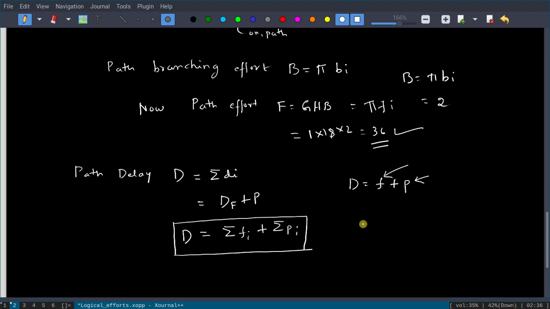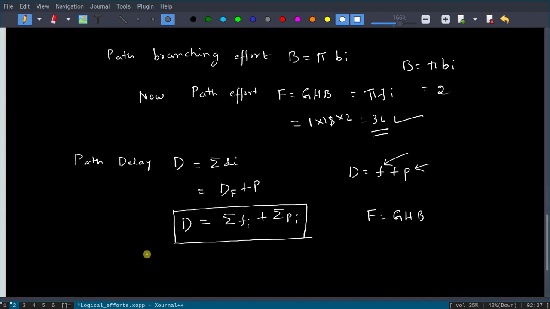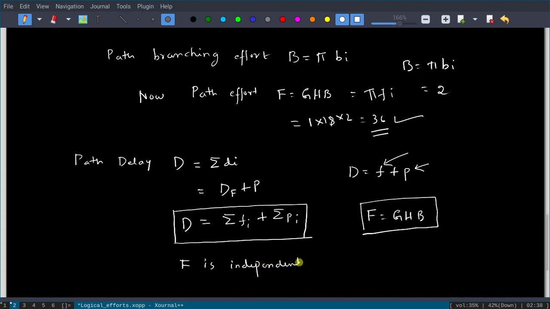If you observe here, F is equal to GHB. What are the observations from this result? One is that our path effort is the product of path logical effort, path electrical effort and path branching effort, and this is independent of gate sizes. You can see here we have not considered any gate size.